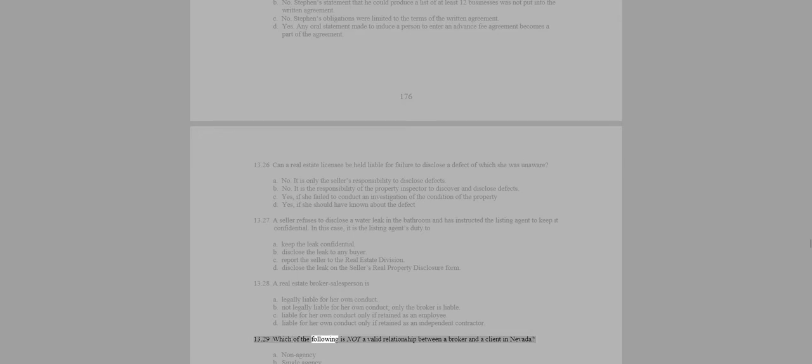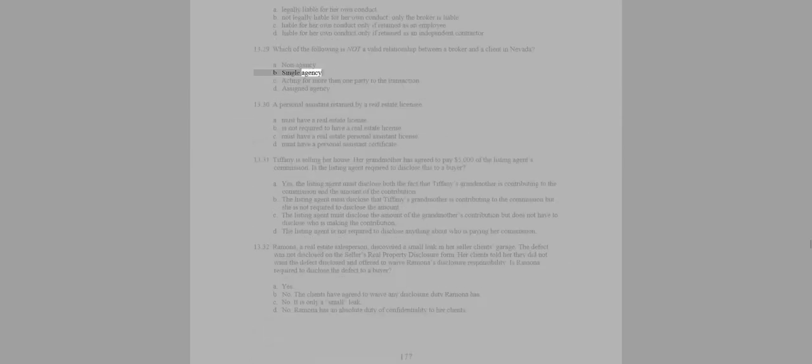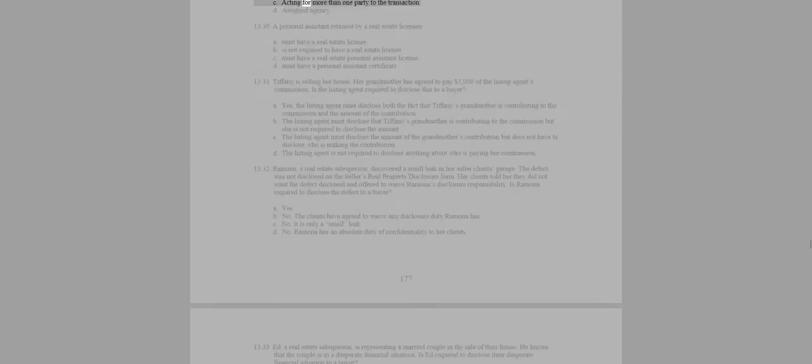13.29 Which of the following is not a valid relationship between a broker and a client in Nevada? A. Non-agency. B. Single agency. C. Acting for more than one party to the transaction. D. Assigned agency.